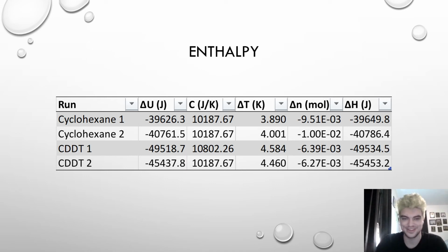chemicals to deal with. Anyways, so after the runs, we can find the heat of combustion for cyclohexane 1 and 2, for CDDT 1 and 2, and then the specific heats listed here are the specific heats of the bomb that was used, as mentioned previously. The delta T is found, as well as the number of moles. Now, all of this allows us to use the previous equation to find the enthalpy of the reaction, which is what we're after in the first place.